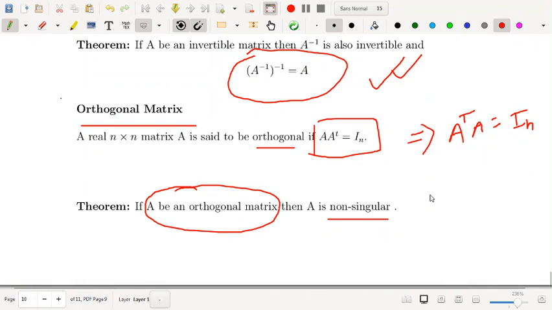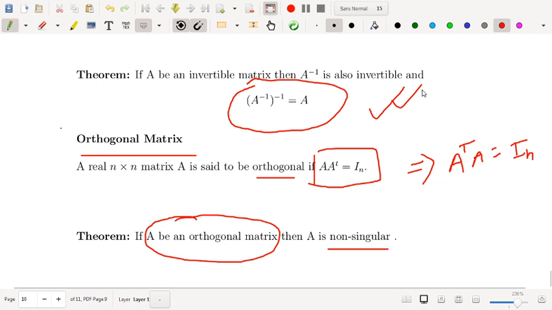So this is how we have talked about the determinant and its application today, and also about the inverse and systems of linear equations.